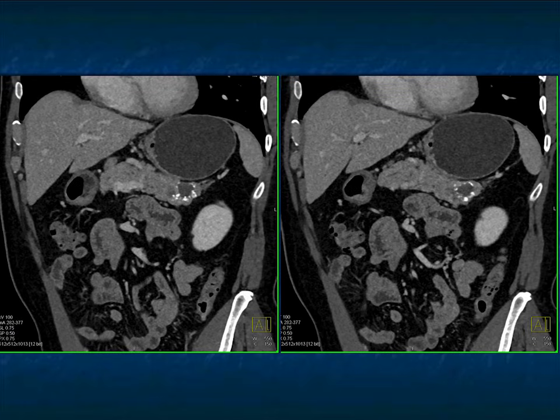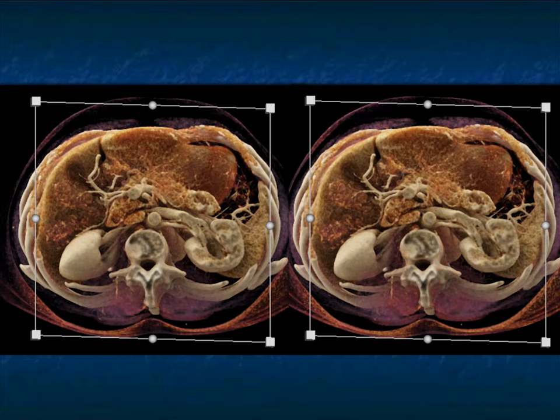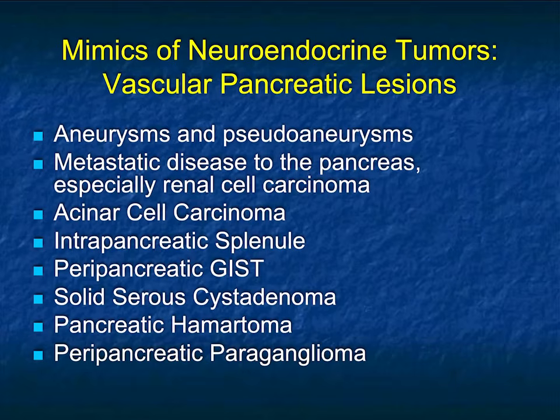And here are just a few more views, which show some mild duct dilatation distally with atrophy of the very tail of the pancreas. And here it is, that same case using cinematic rendering, which shows it very nicely.